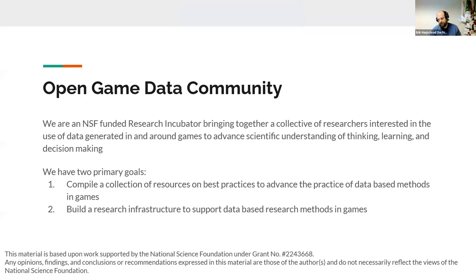So the Open Game Data community is this NSF-funded research incubator where we are looking to convene a community of people that are interested in using data in and around games to understand various aspects of human psychology, learning, decision-making, etc. And part of our goal here is to compile a collection of resources and best practices to do this kind of stuff, and that's one of the goals of this office hour session. But then also long-term, we're looking to build some shared infrastructure to actually be able to do this stuff together. And so another thing these office hour sessions are helping us understand is what are the needs of the community and what are their interests.